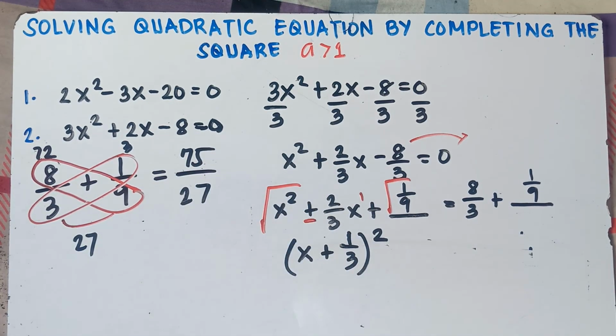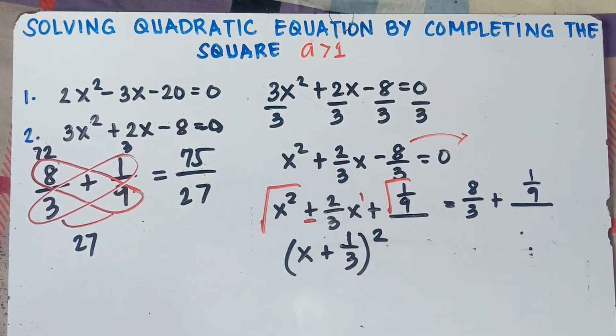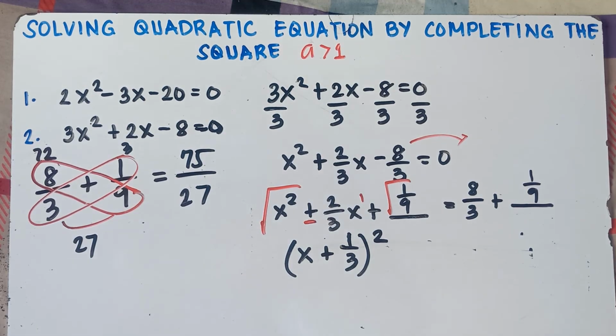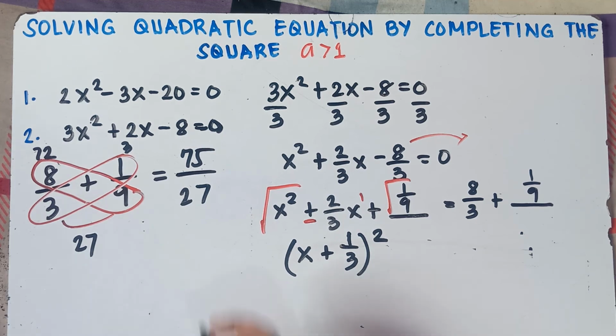So check, class, can we reduce? Once again, 8/3 plus 1/9, the answer is 75 over 27. Check, can we reduce? Because if we can reduce, you always reduce, class. Can we reduce this one? Yep, I think we can reduce this one by 3, right?